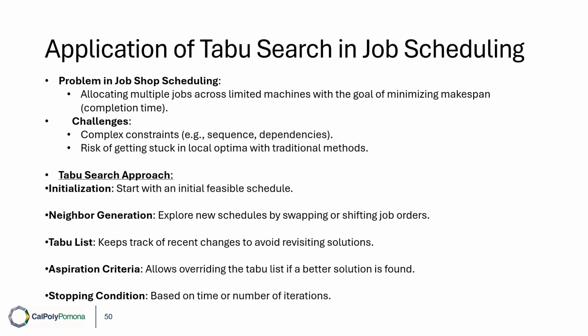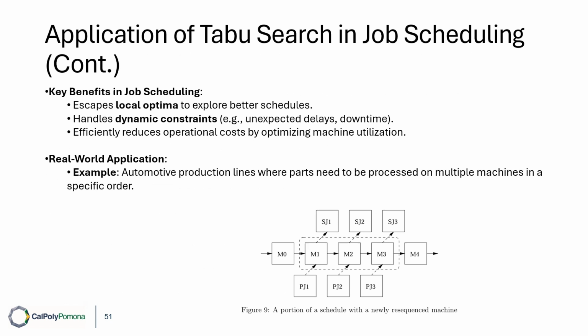This aims to help us address the issue of job search scheduling and its challenges and constraints. Specifically, it escapes local optima and handles dynamic constraints. Here is an example of a schedule, as you can see right here below, after applying taboo search. And its real-world applications are in automotive production lines, where parts have to be processed in multiple machines in a very specific order.